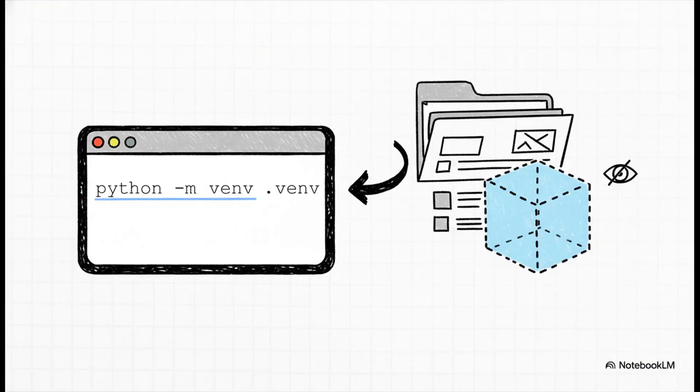So from inside your project's folder, you're going to run this command. The python -m venv part tells Python to run its built-in virtual environment tool. And that last part, .venv, is just what we're naming the folder it creates. It's a super common convention, and that little dot at the beginning helps keep it tucked away and organized.